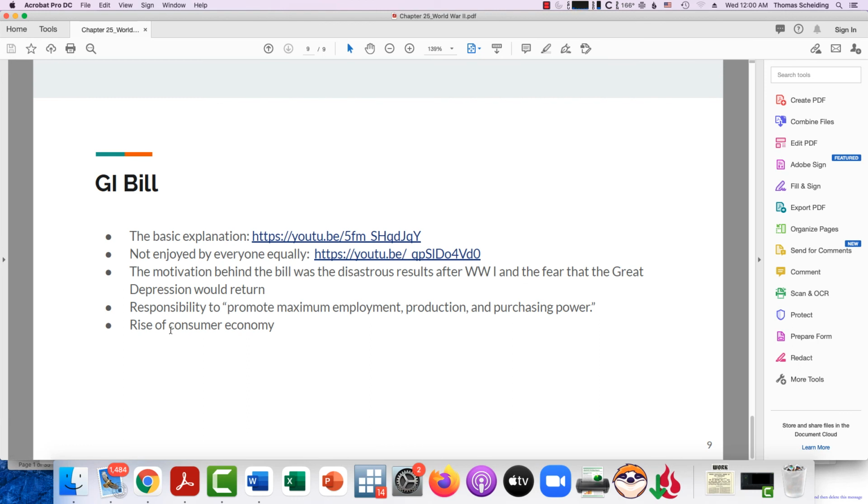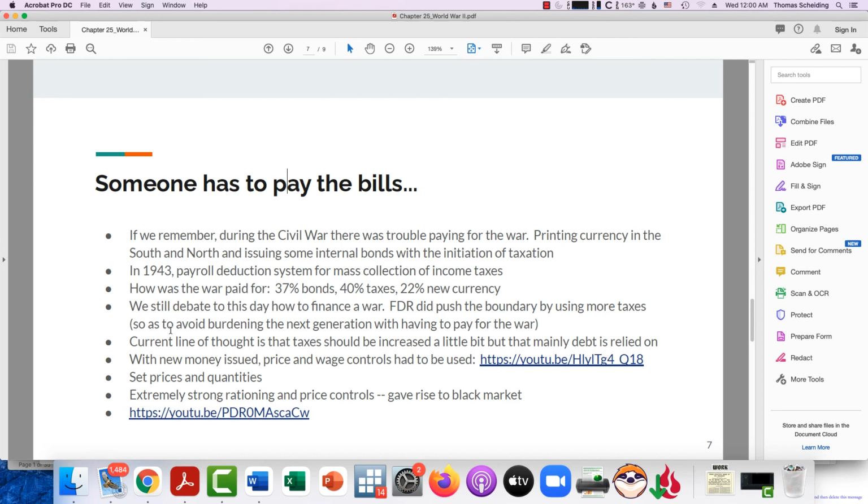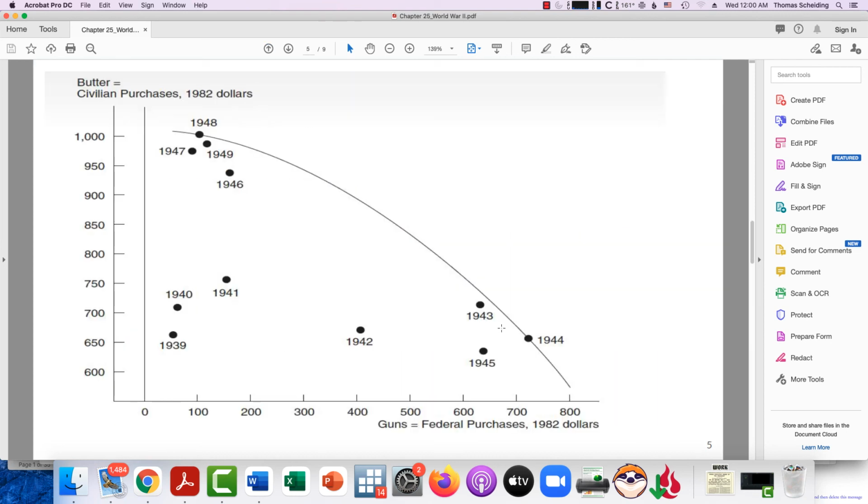And what you get with the GI Bill is it is relatively successful. As we saw here, the GI Bill combined with other things really did move the economy, reorient it from military production to consumption. Okay, that's it for our World War II chapter.